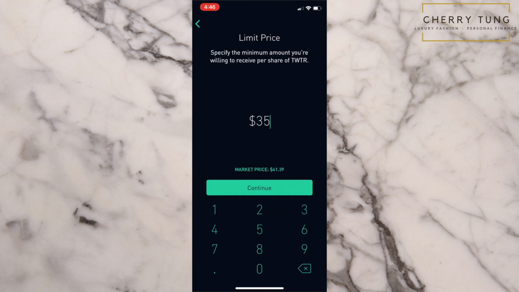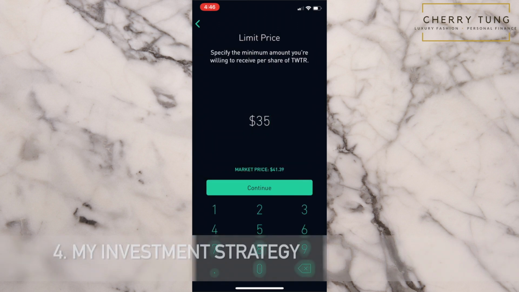And then here is part 4, my investment strategy in general. My investment strategy in general is that I do not buy anything that I am not familiar with. I do not buy anything that people go crazy about. I do not buy anything that I don't understand.